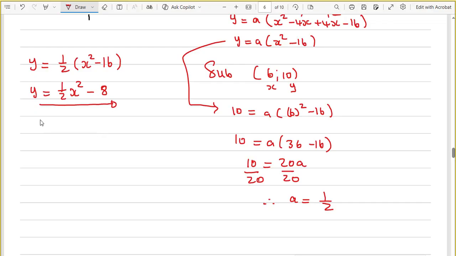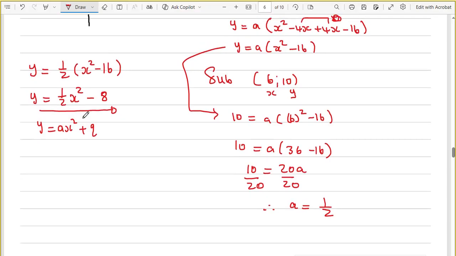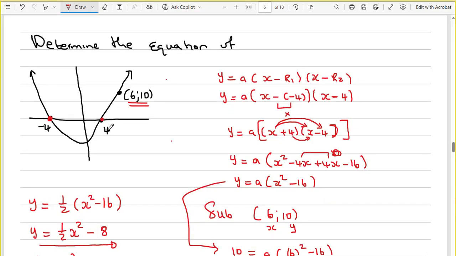The equation is in the form of y is equal to ax squared plus q. So q is minus 8, a is 1 over 2. Are you happy with that? Yes. So you are not given the turning point. You are given the x-intercept. This is the formula that you use.